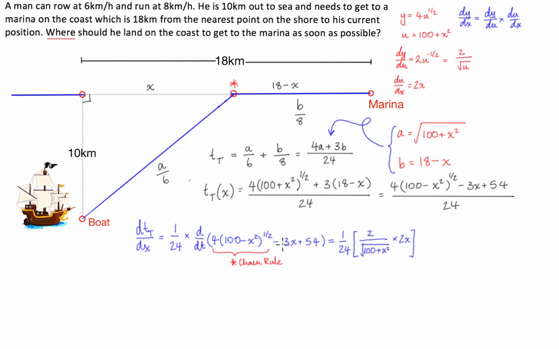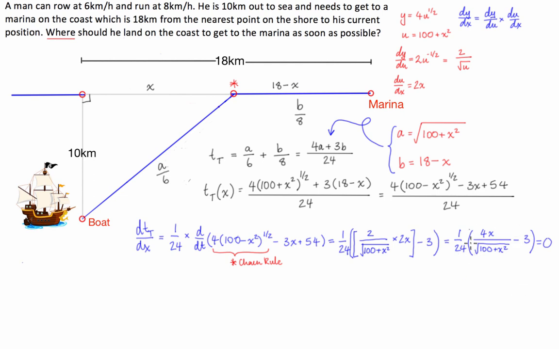From there, I'm going to just do the derivative of that 3x, so it's just minus 3. Now let's put all of that in a bracket. So this can then be rewritten as 1/24 times (2 times 2 is 4, so 4x over the square root of 100 + x², minus 3). Now we have to make that equal to 0.